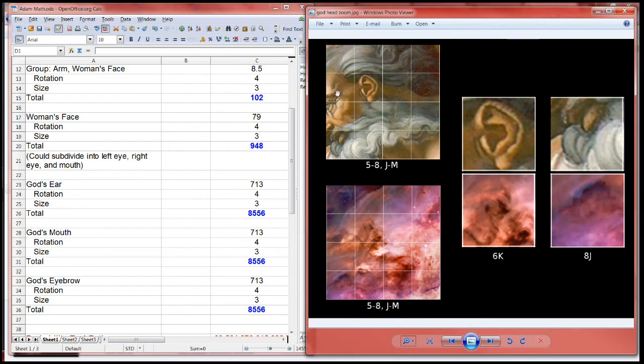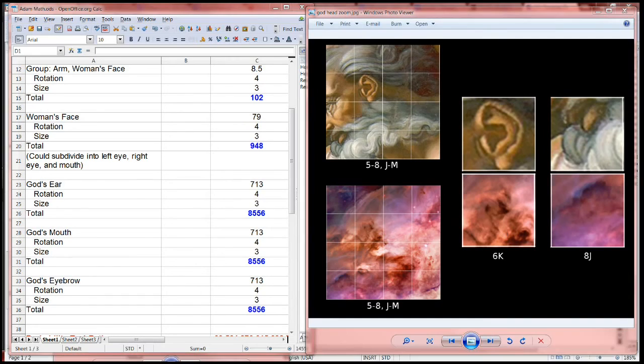And then we can even go to the length of looking at his eyebrow, which we will do next. So, with God's ear, we have 1 out of 713, and these match up. They cannot be rotated. You can see that that could not be rotated because you can see the point that it comes down to here, and you can see the point that it comes down to here, so therefore the ear could not be rotated.